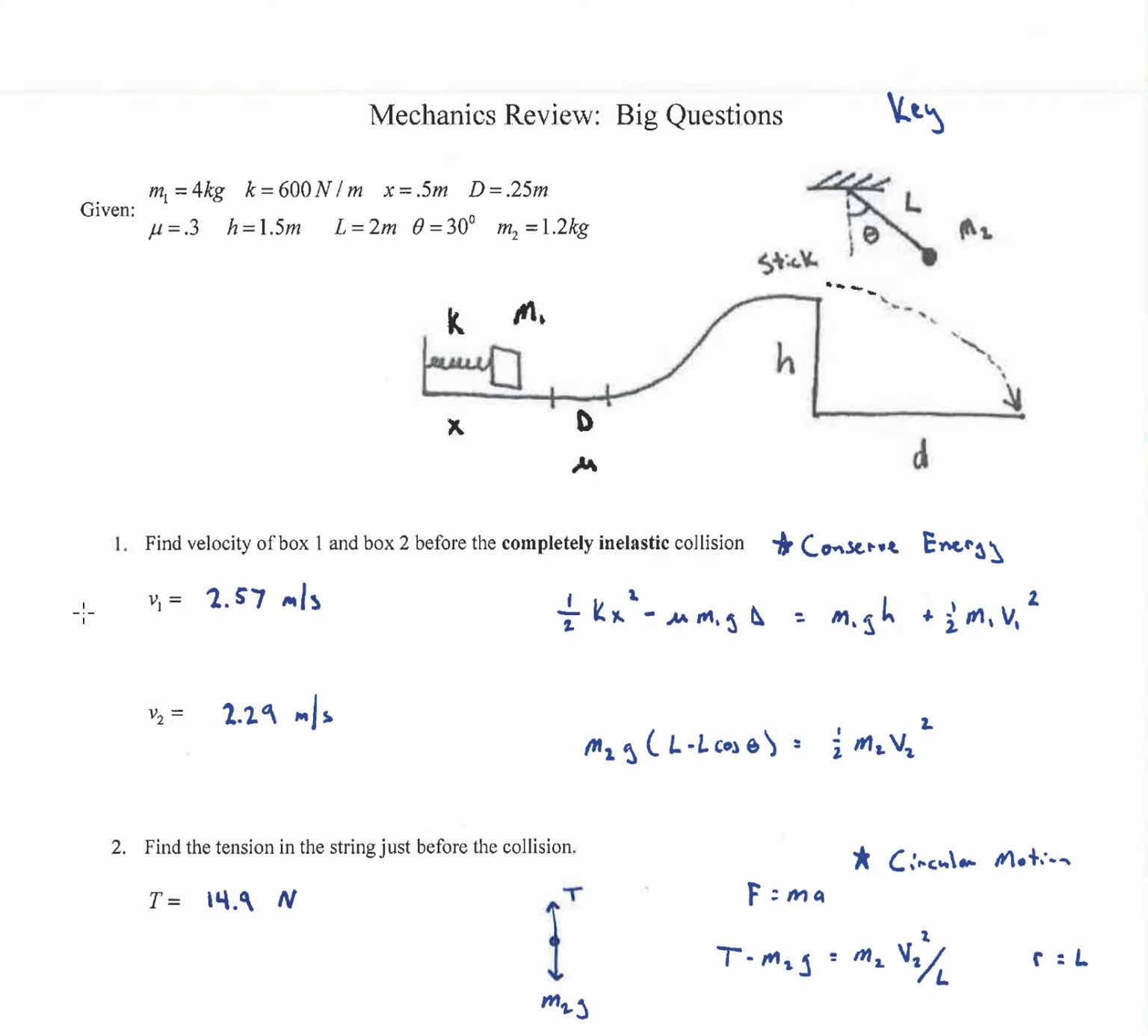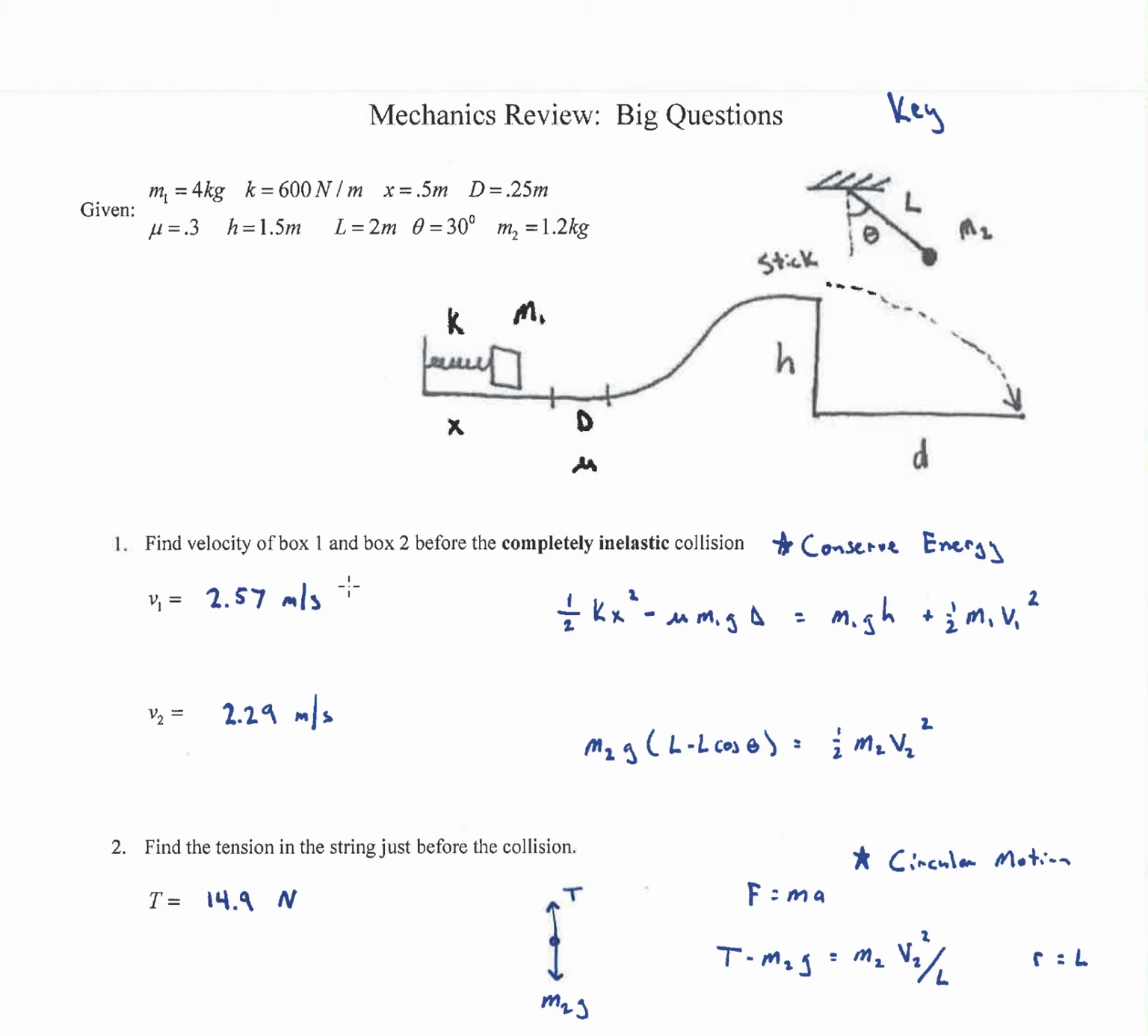Okay, so find the velocity of box 1 and 2 before the completely inelastic collision. Okay, completely inelastic means they stick. If it said elastic, that would mean they bounce and we don't lose any energy. And if it's just a regular old inelastic collision, it bounces and loses energy. Remember, most things are inelastic. Only in very special cases is it elastic. Thus, in the collision itself, we don't lose any energy.